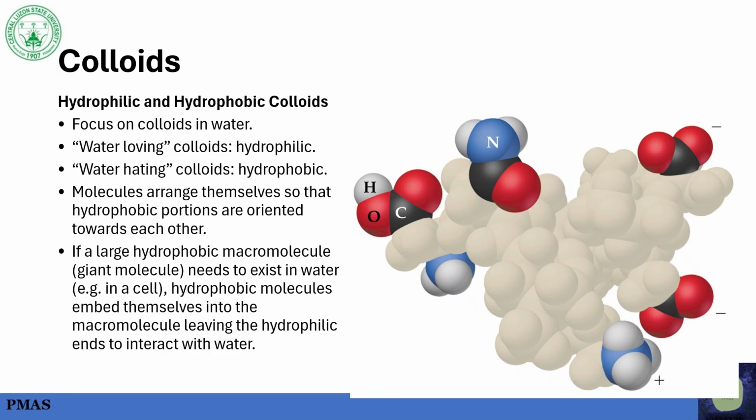Then colloids could either be hydrophilic or water-loving, or hydrophobic or water-hating. Now, molecules arrange themselves so that the hydrophobic portions are oriented towards each other, just like in like dissolves like. If a large hydrophobic macromolecule needs to exist in water, hydrophobic molecules embed themselves into the macromolecule, leaving the hydrophilic ends to interact with water.